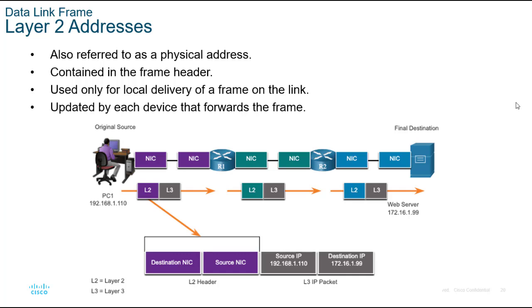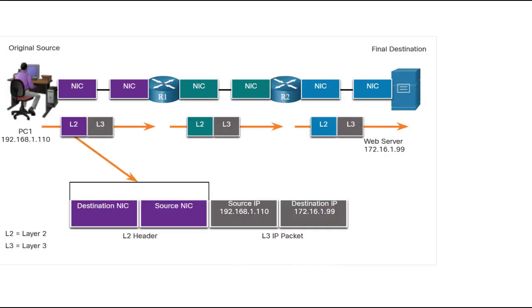Let's walk through the journey of an IP packet as it travels from host to router, router to router, and finally router to host, to review how at each point along the way the IP packet is encapsulated in a new data link frame containing the source physical address of the NIC sending the frame and the destination physical address of the NIC receiving the frame. Starting with the host to router portion of the journey, the source host, PC1, encapsulates the Layer 3 IP packet addressed to remote web server IP address 172.16.1.99 inside of a Layer 2 frame.